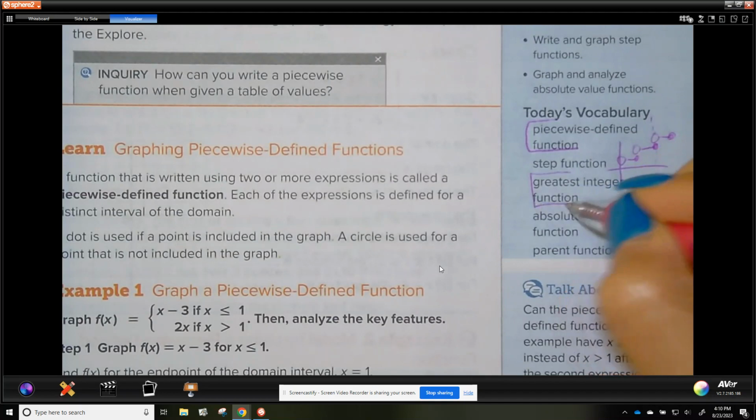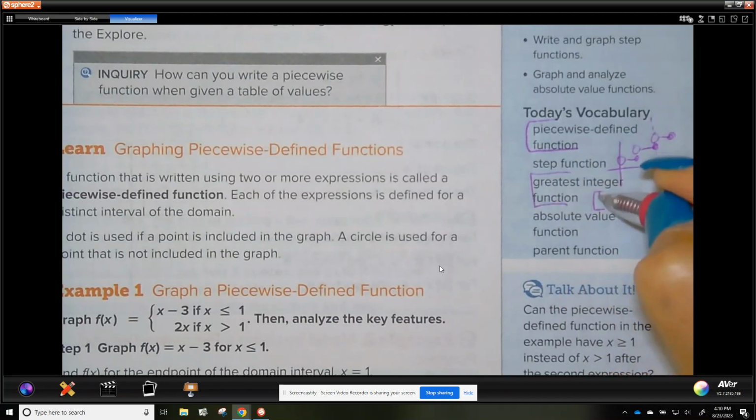Greatest integer function, you just need to know this symbol means the greatest integer. We aren't going to test you on this, but if you see it somewhere, it just means an integer that is in that set. So if I have 2.5, the greatest integer there is 2.